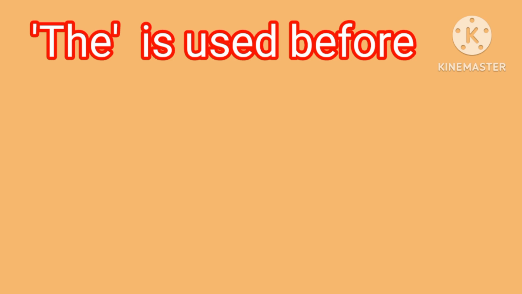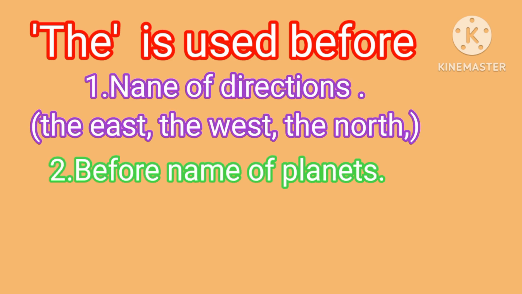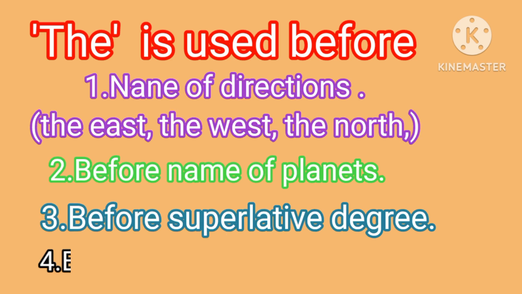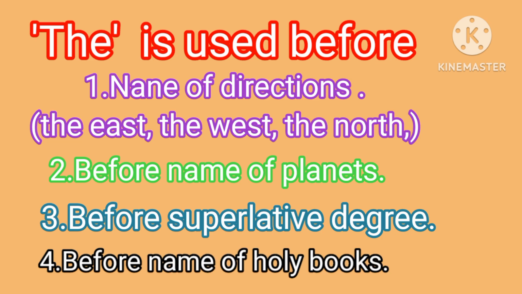Mostly, the is used before these nouns. Let's try to understand. Before the name of directions, such as the east, the west, the north, the south. Likewise, before the name of planets. Similarly, before superlative degree and before name of holy books.